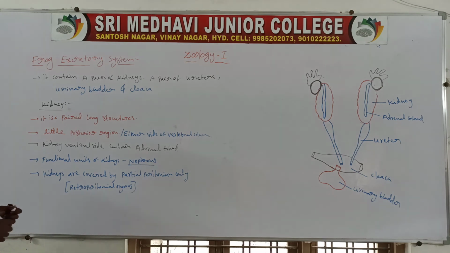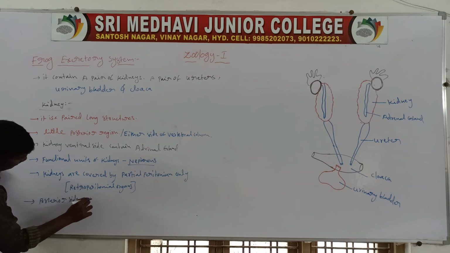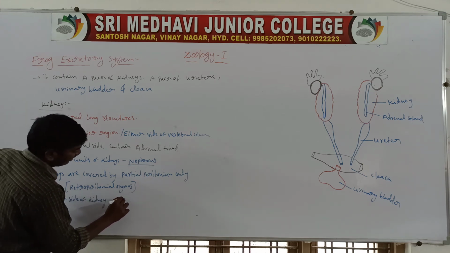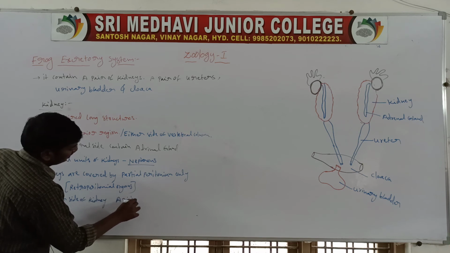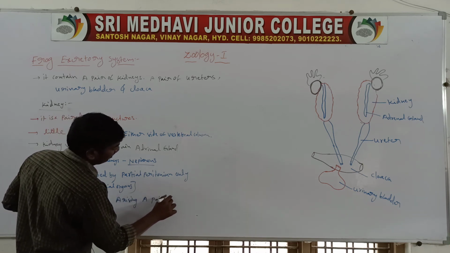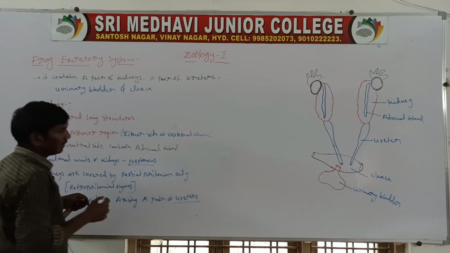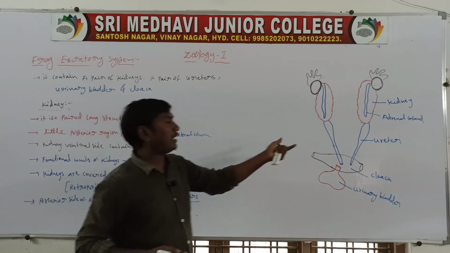Next, from the posterior side of each kidney arises a pair of ureters.